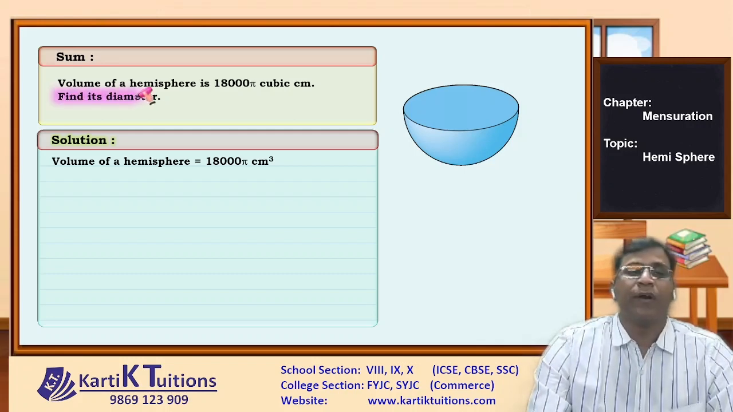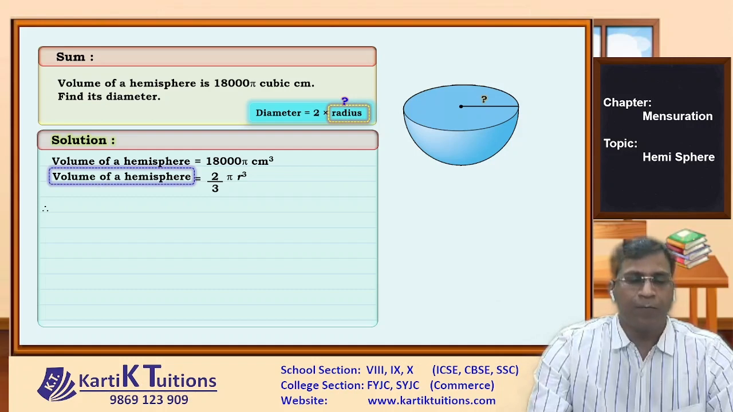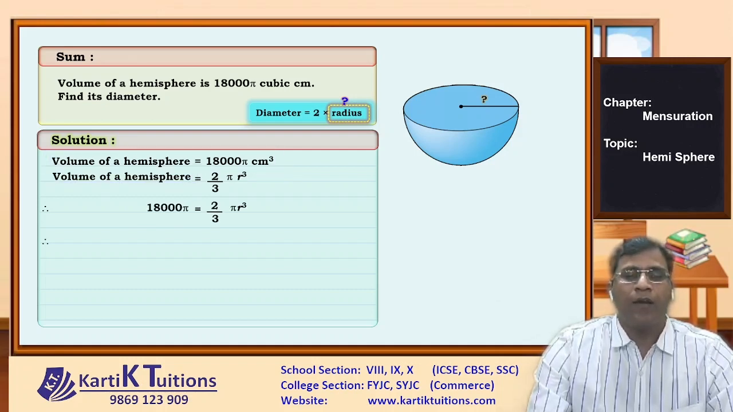Second, they were asking us to find diameter. डायमीटर कब मिलेगा? जब तुमको रेडियस मिलेगा। तो सबसे पहले तुमको रेडियस फाइंड करना पड़ेगा. Now here, since the volume is given, let's substitute the formula. What is the volume of hemisphere? It is 2 upon 3 pi r cube. Now here, 18,000 pi is equals to 2 upon 3 pi into r cube.